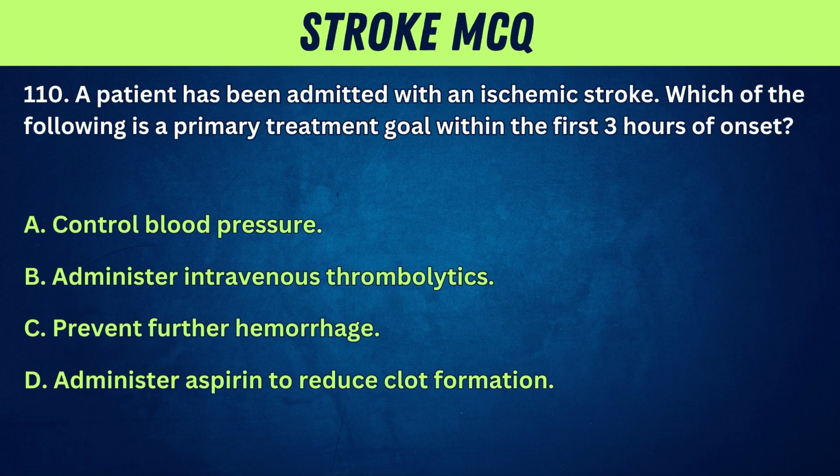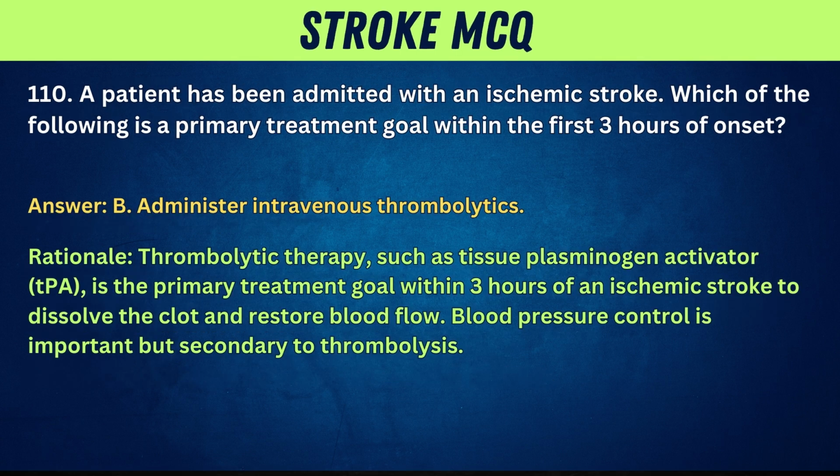110. A patient has been admitted with an ischemic stroke. Which of the following is a primary treatment goal within the first 3 hours of onset? A. Control blood pressure. B. Administer intravenous thrombolytics. C. Prevent further hemorrhage. D. Administer aspirin to reduce clot formation.